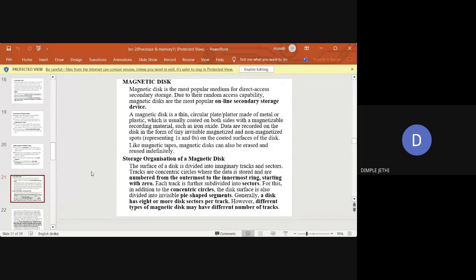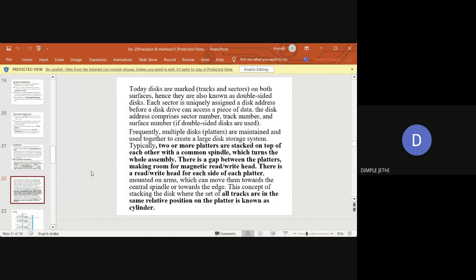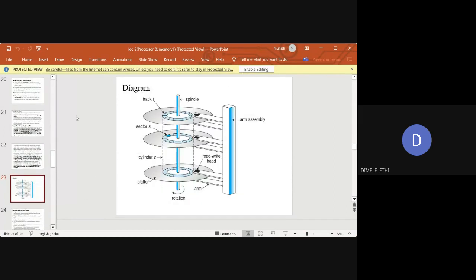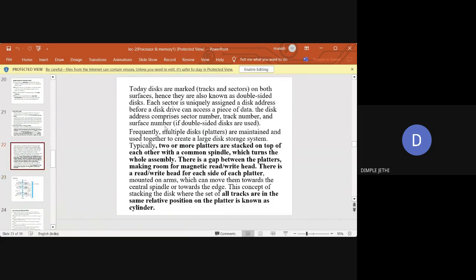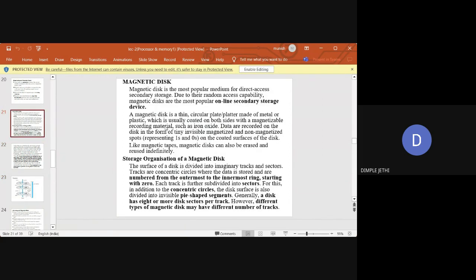Now comes the structure, like how it works. I tell you, this is your hard disk, which is a platter of disks, one on the other. Hard disk means a platter of rings, you can say a platter of disks. So this is your, just a second.